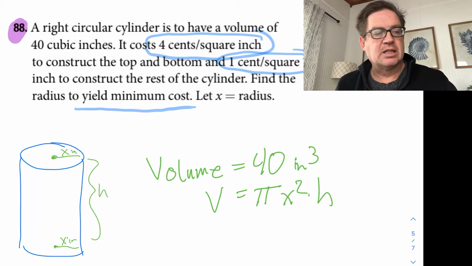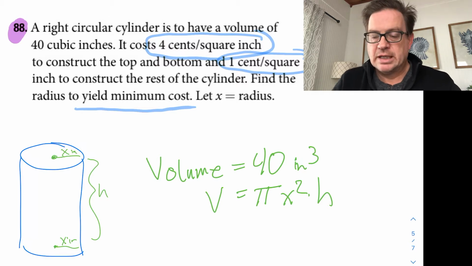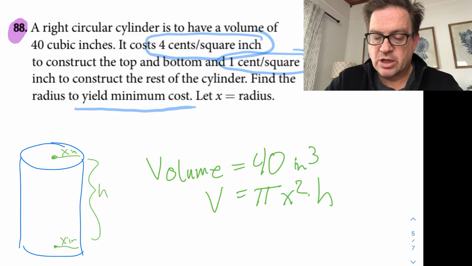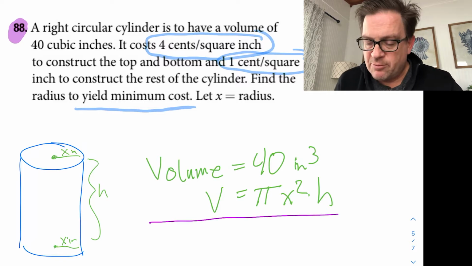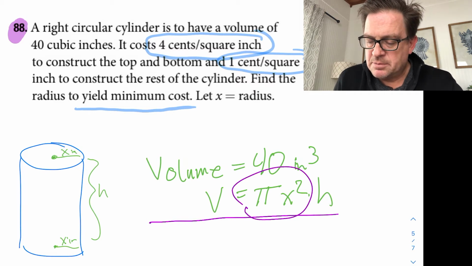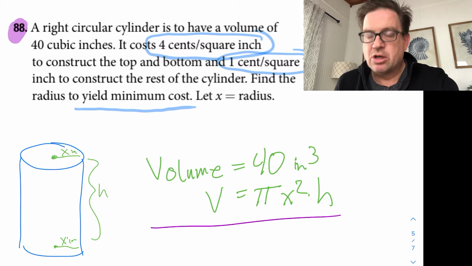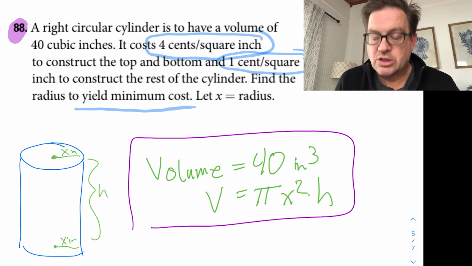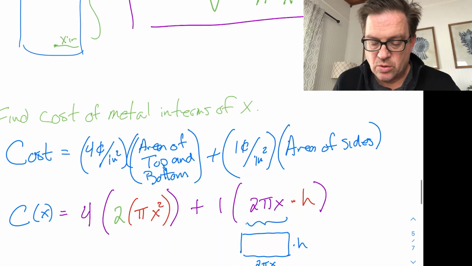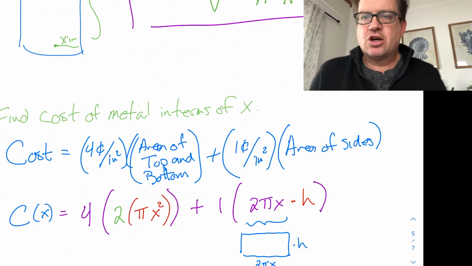We talked about this in class, but I never did a full explanation, so let's try that. First you need a formula for the volume, and the volume is pi x squared times h. That's the area of the base times the height, and that is supposed to be 40 cubic inches. Great.